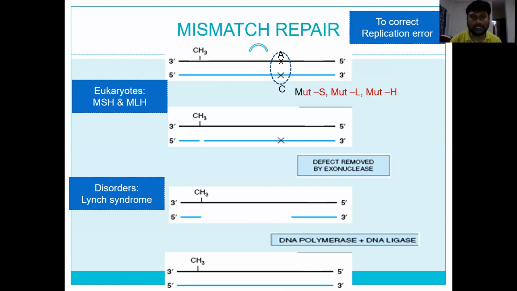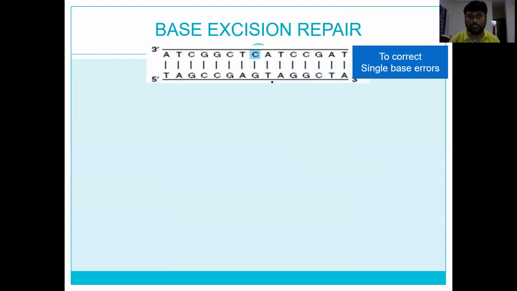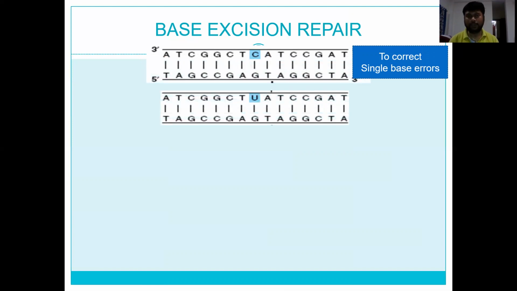Next, we will move on to the second type, base excision repair. Here also again the same three headings. First, what type of error does it repair? We all know that it mainly repairs single base errors. We have seen many different types of single base errors, but the most common one is deamination of cytosine to form uracil. How this uracil is removed and replaced by cytosine, we will be seeing now.